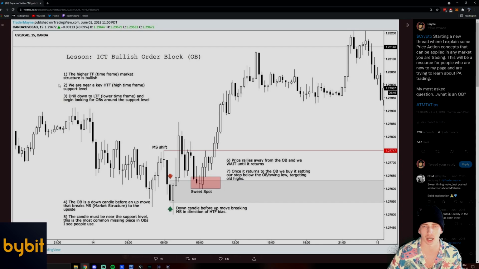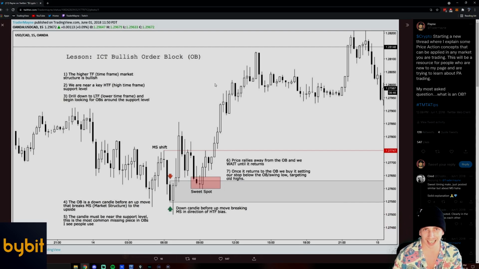One key thing that a lot of people miss when they are trying to identify good order blocks, because you can find order blocks or demand or supply zones all over the chart. One of them being number 2 here on the infographic. We're near a high time frame support level. So again, this is for bullish order blocks. It would be a resistance level for bearish order blocks. You want to be looking for these near support.